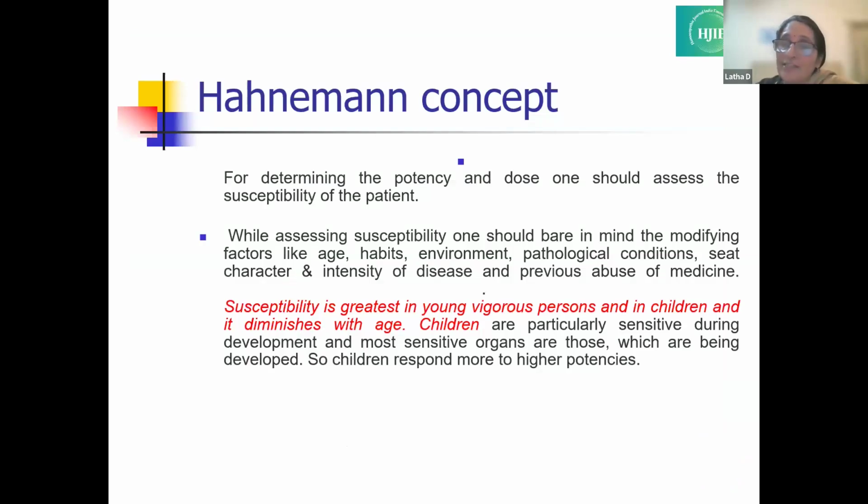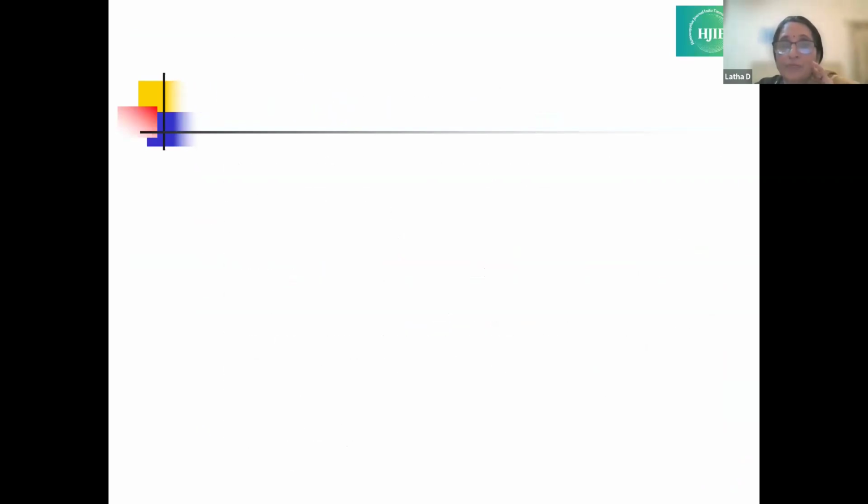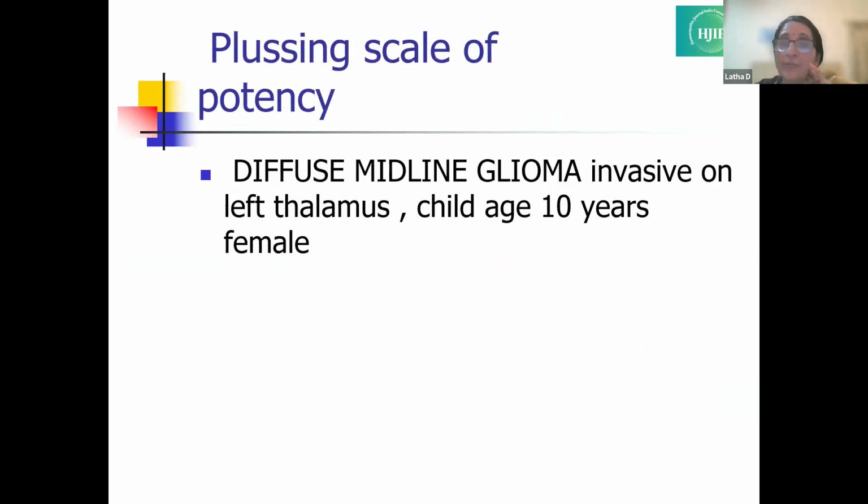And Hahnemann always feels children have very high susceptibility. So he always doesn't mind using 1M. Now, there was the last potency, the plussing potency. I do not have so much experience.